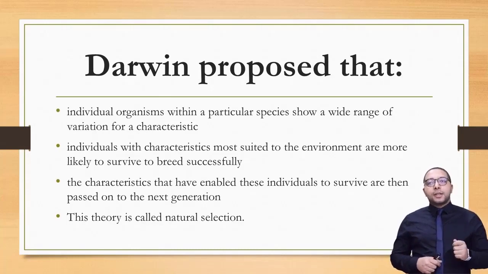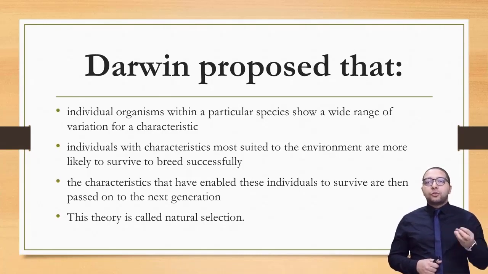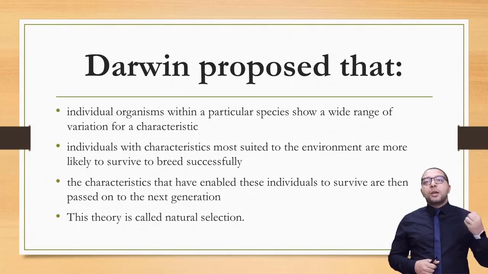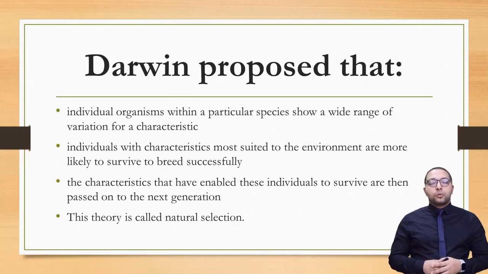The characteristics that have enabled these individuals to survive are then passed on to the next generation. As this organism has survived due to certain characteristics and is going to breed, it is going to pass these genes to the offspring, or to the babies. This theory is called natural selection.